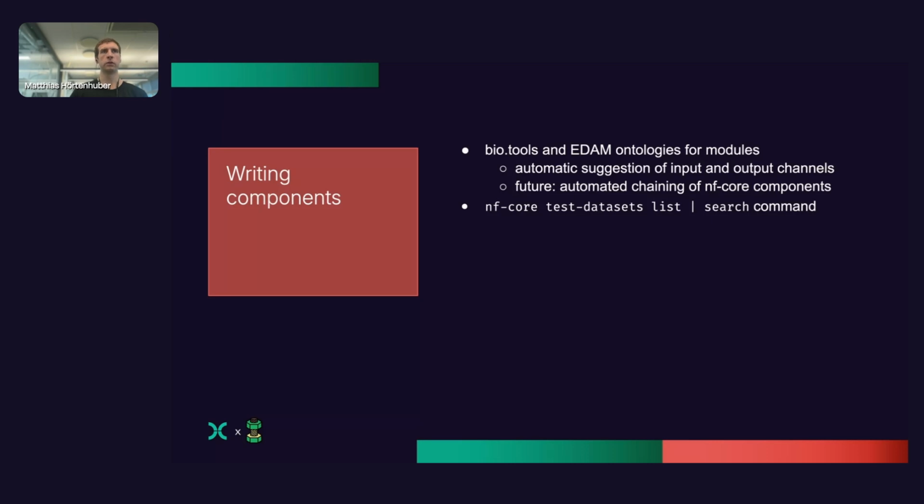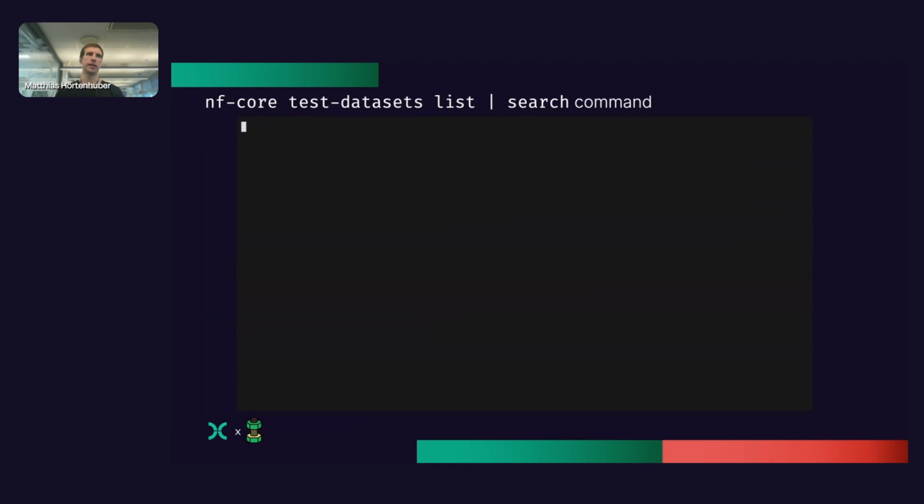We have a new command added to the CLI. It's nf-core test-dataset list and nf-core test-dataset search. And this allows you to more easily go through the test datasets repository. It's a bit of a beast, and we are actually working on trying to find a better structure for it. But as it is now, it is a bit of a pain to work with. And with this command, hopefully, it's a bit easier. So what does this do?